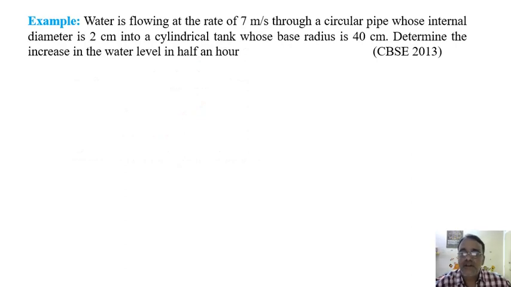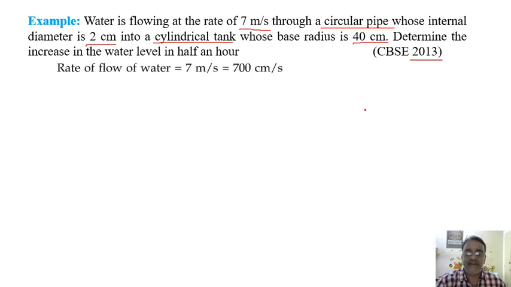This is also CBSE board question 2013. Water is flowing at the rate of 7 meter per second through a circular pipe whose internal diameter is 2 centimeter into a cylindrical tank. So circular pipe, the internal diameter is given, and if we fill the water through the circular pipe, that will again take a shape of cylinder. And base radius of the cylindrical tank is given 40 centimeter. And we have to determine the increase in the water level in half an hour.